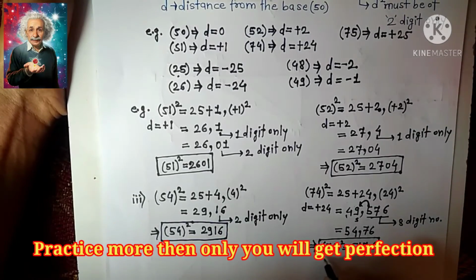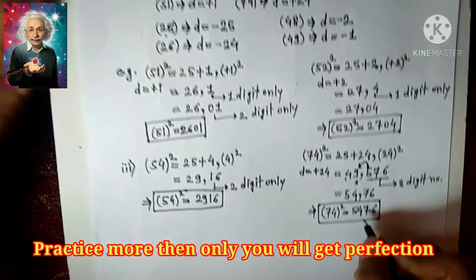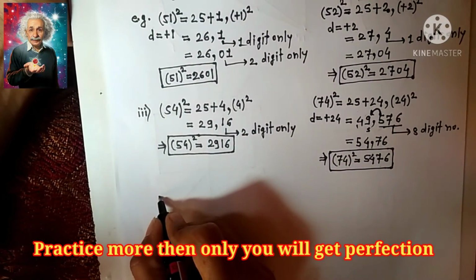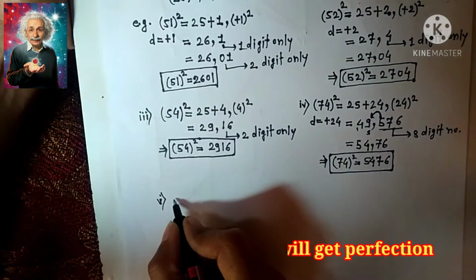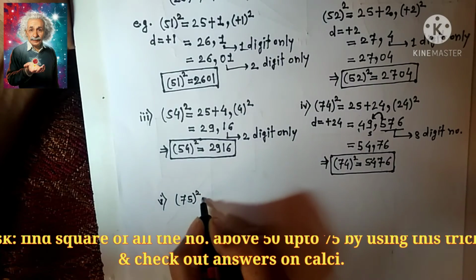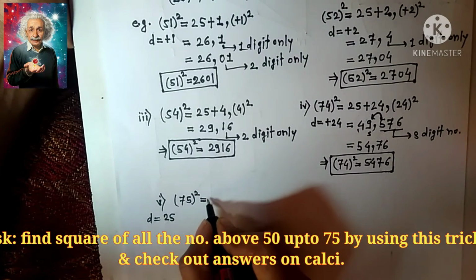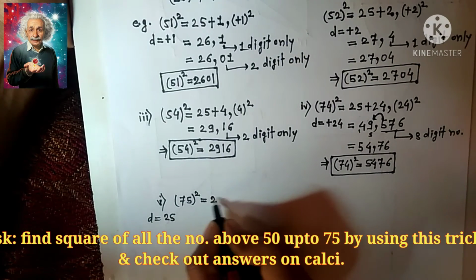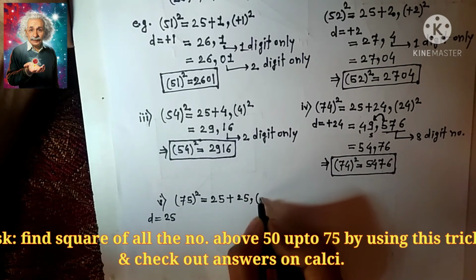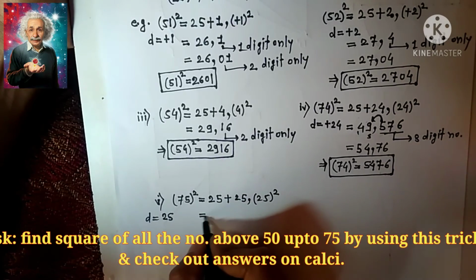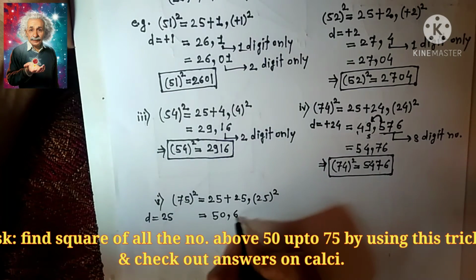By checking this answer on calculator, you will get the same answer. Similarly, we take the square of 75 here. The value of d is here plus 25. So we write it as 75 square is equal to 25 plus 25 comma 25 square. We get 25 plus 25, 50 comma. Square of 25 is 625.